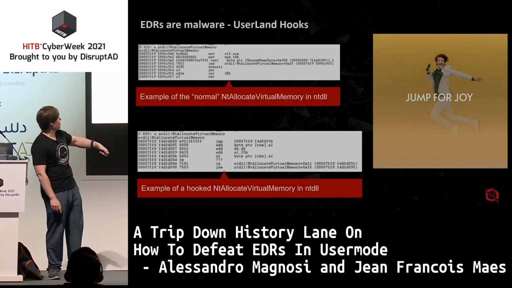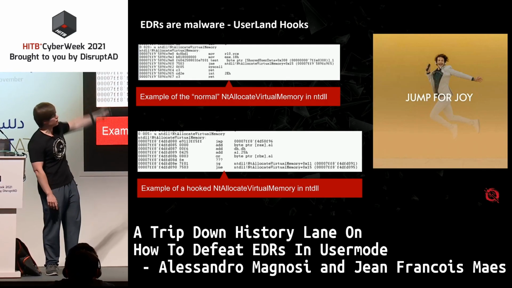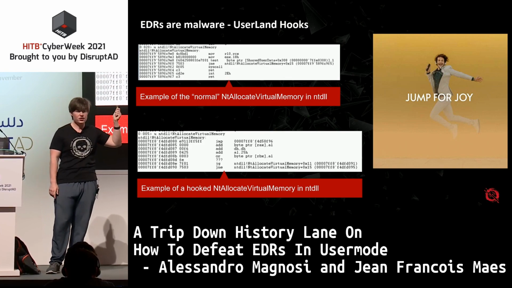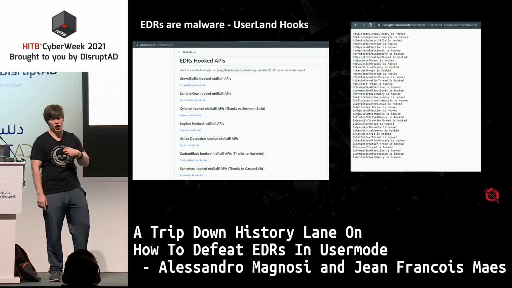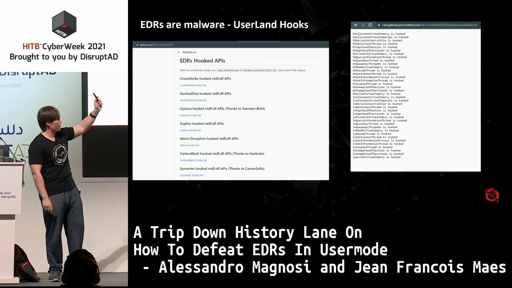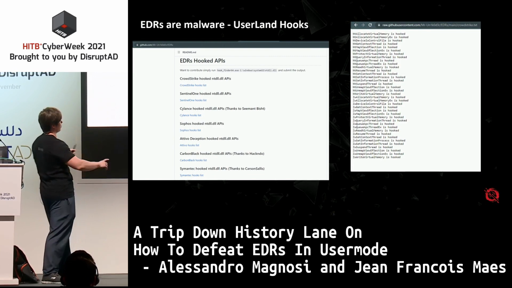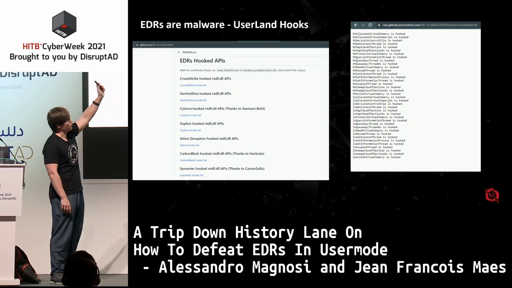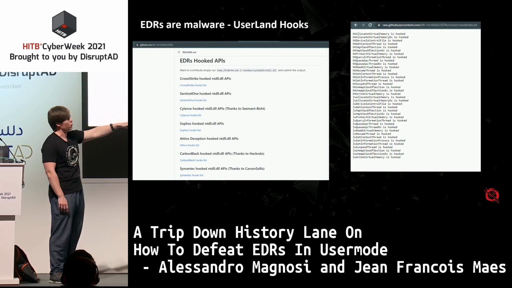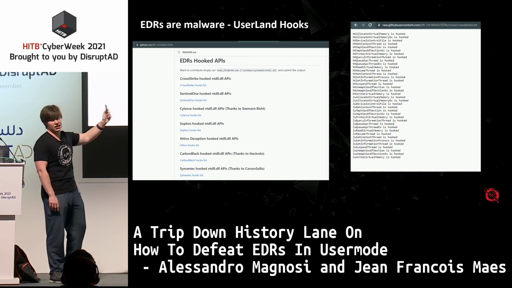So the move instructions. If a function differs from the opcode, he knows that that function is hooked. On the right side, there's CrowdStrike. These are all the NT functions and ZW functions that CrowdStrike is actually hooking.